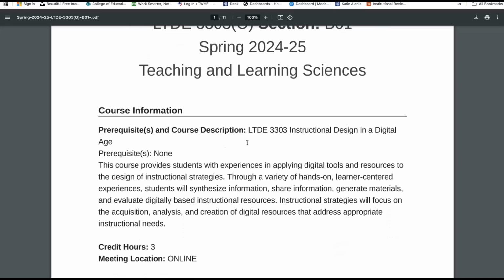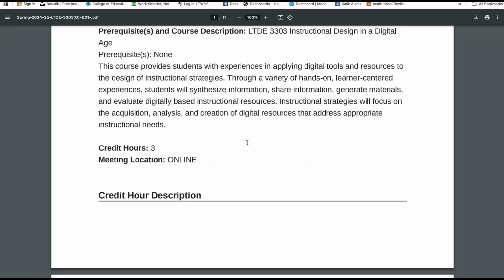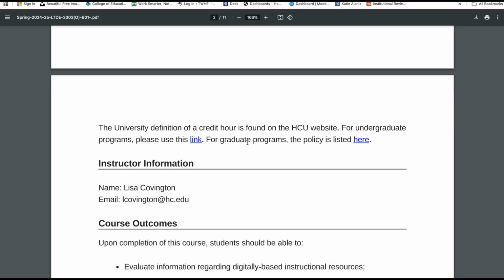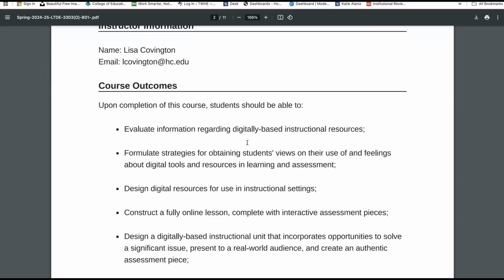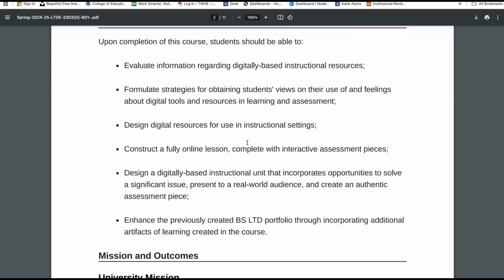Here you will see that this syllabus outlines the course description, instructor information, course outcomes, and I want to take a moment to look at the course outcomes with you because it's so important that we begin with the end in mind as we think about what you will be creating over the coming 8 weeks.